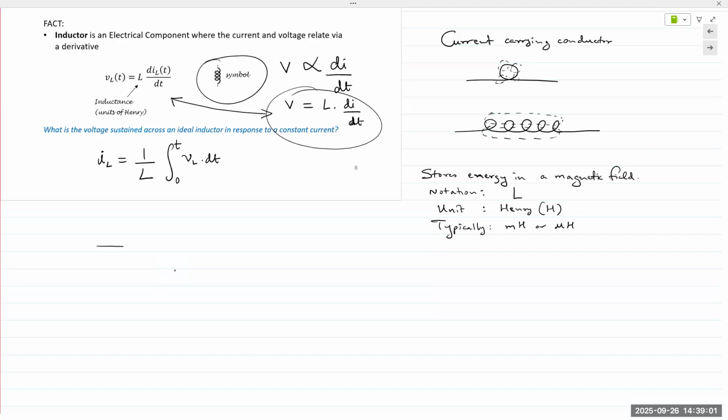So for instance, let's do this. Current IL flows from left to right. When it flows from left to right, the inductor is a passive component. So where is the plus sign? Is it on the left or is it on the right?